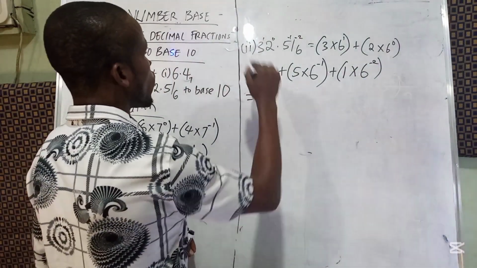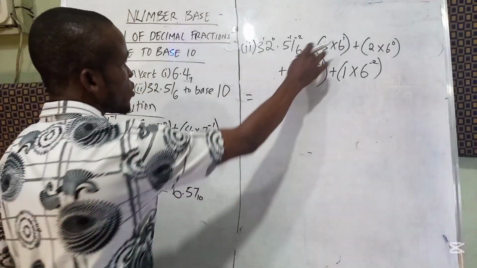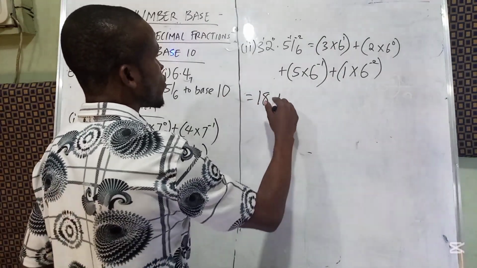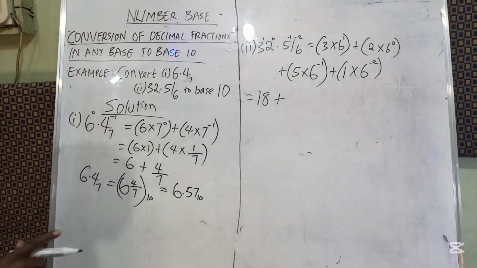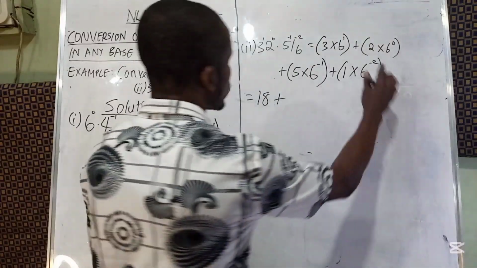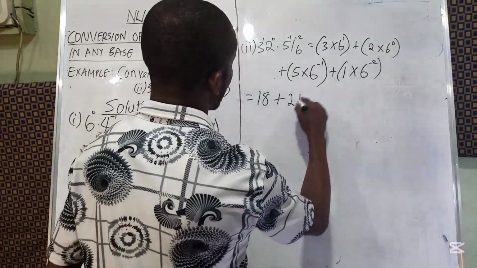So that becomes equals to, right? 3 times 6 here is 18 plus, remember, a number raised to the power of 0 is 1. So 6 to the power of 0 is 1. 1 times 2 is 2 plus.